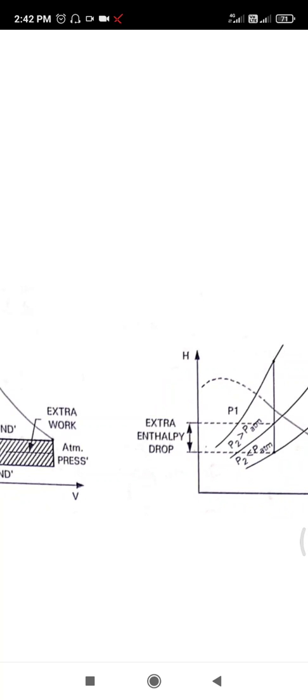What are the advantages of condensers? Higher pressure ratio provides larger enthalpy drop. Work output per kg of steam increases. Thus, the specific steam consumption decreases.